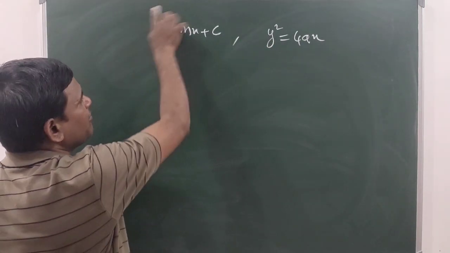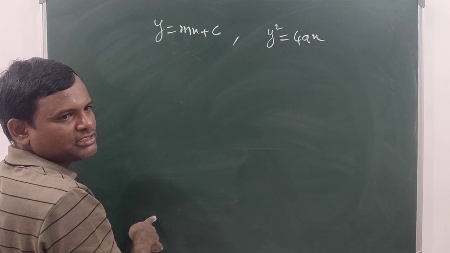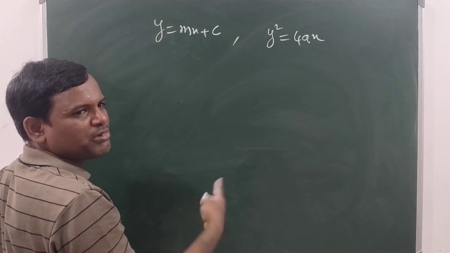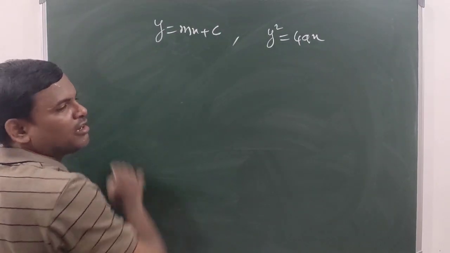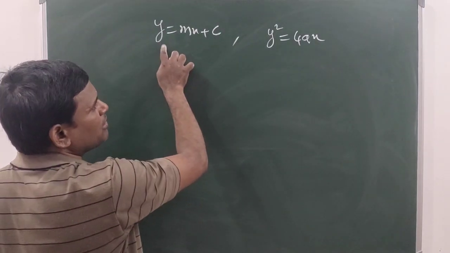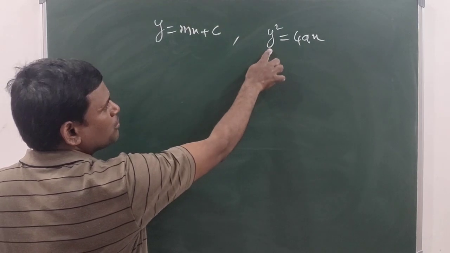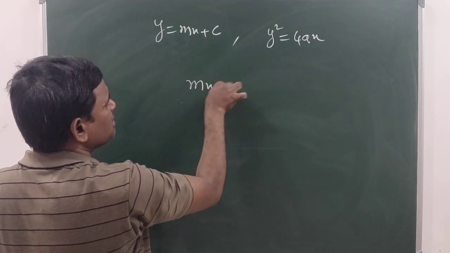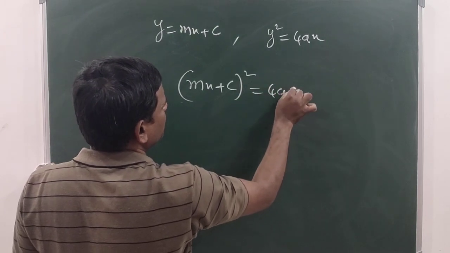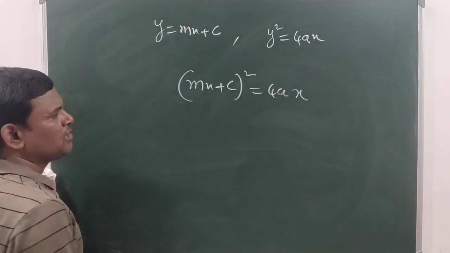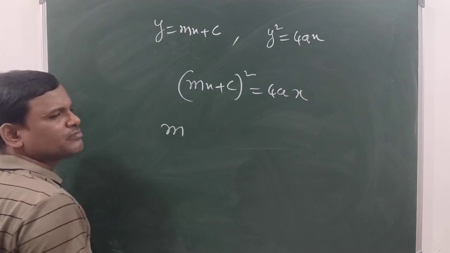Every time the line equation may not be given to you like this. They may give ax plus by plus c equal to 0. But make sure that you make y the subject. You got the y, now substitute over here: mx plus c whole square, which is equal to 4ax. Now simplify this.